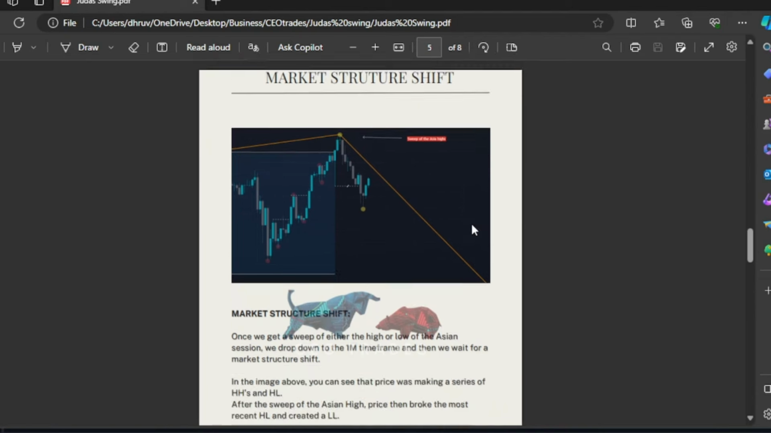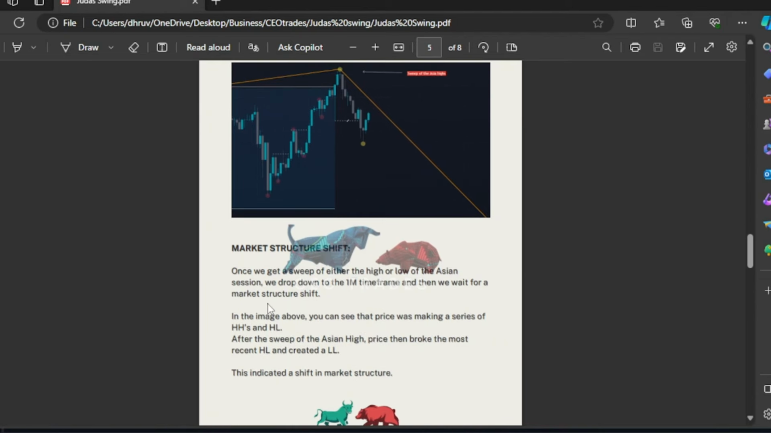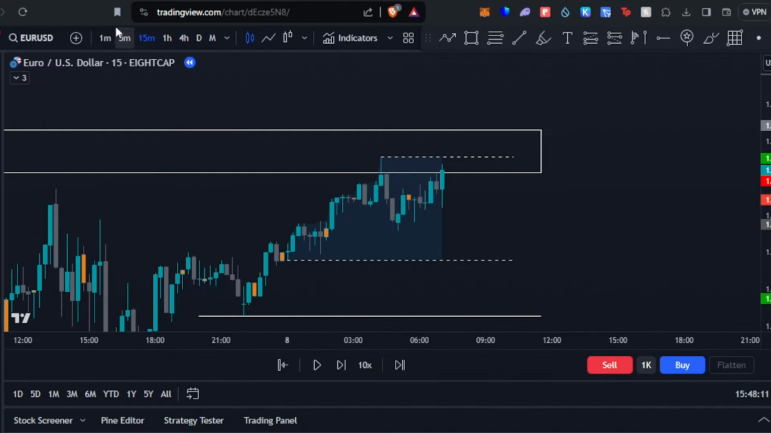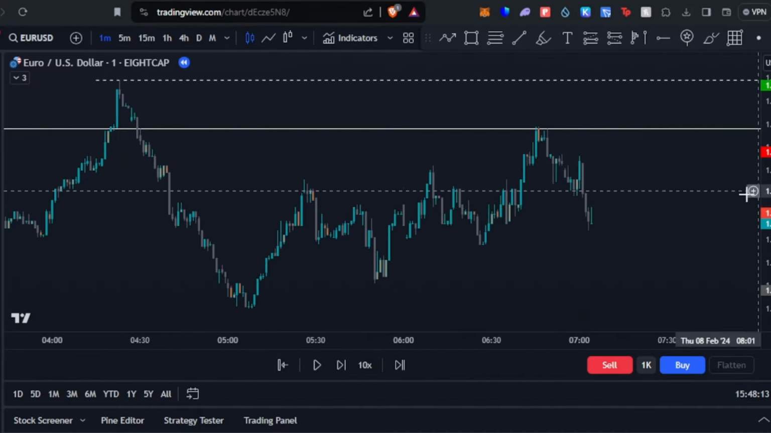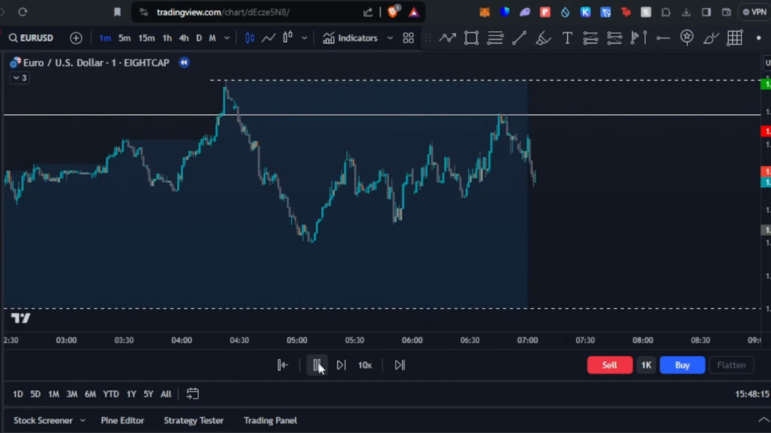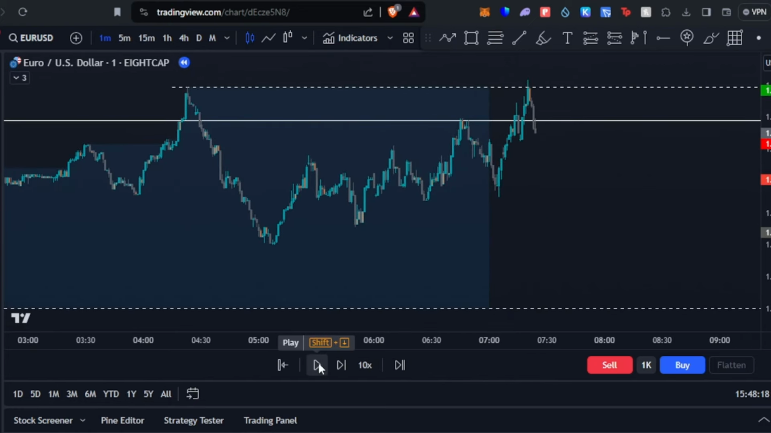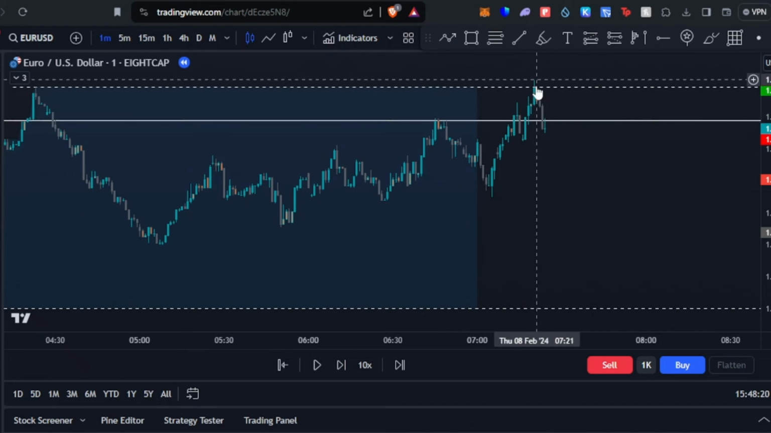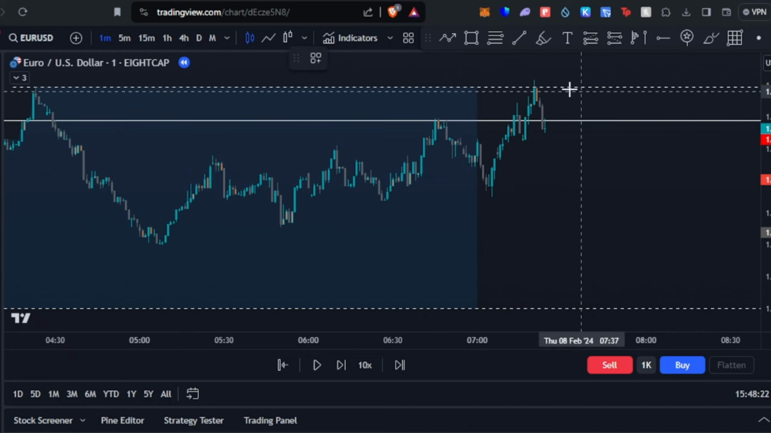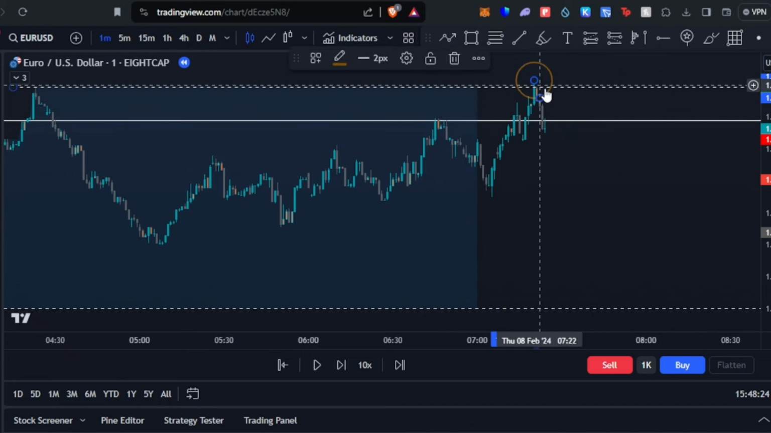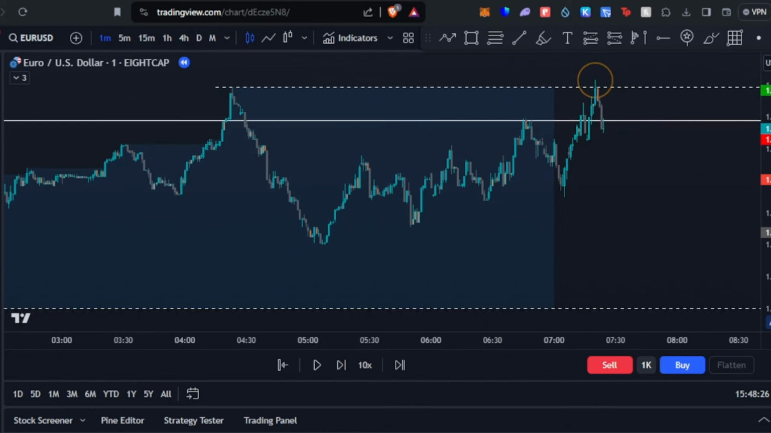So if we move on to the next step, which is to wait for the market structure shift, we drop down to the 1 minute and we wait. So let's do that together. If I drop down to the 1 minute, we're now simply going to play price on and wait for a sweep of either side. Now, as you can see right there, we've got a very, very clear sweep of the Asia high.